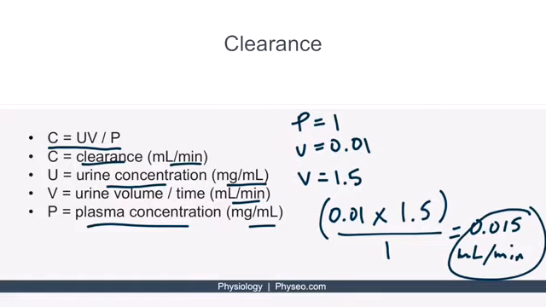And this makes sense. It makes sense that the clearance would be low. Normally the kidneys are really good at reabsorbing glucose and keeping it in the plasma rather than losing it in the urine. So we'd expect a low concentration in the urine and a high concentration in the plasma. Ultimately, this translates into a low clearance of glucose. In fact, this number would be unlikely in a healthy individual because there shouldn't be any glucose loss in the urine.